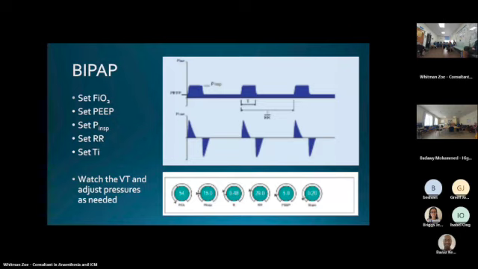And then pressure control, which is BiPAP here, which is bi-level positive airway pressure. You do a similar thing. You set your oxygen, you set your peak depending on what your oxygen level is, and then you set your inspiratory pressure and your respiratory rate, and then you have to watch and see how much volume you generate with whatever pressure you've set. You have to guess a bit initially and then watch it for a minute or two and then adjust it as necessary if it's too high or too low.